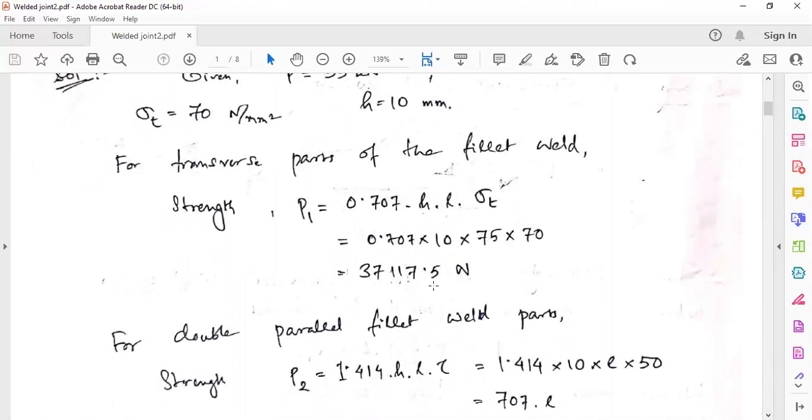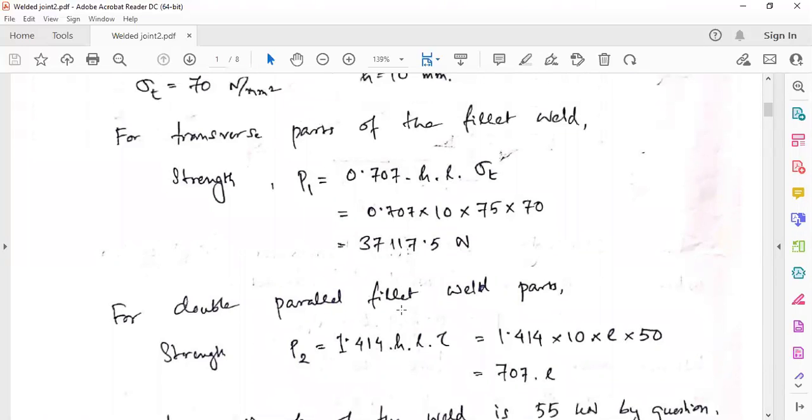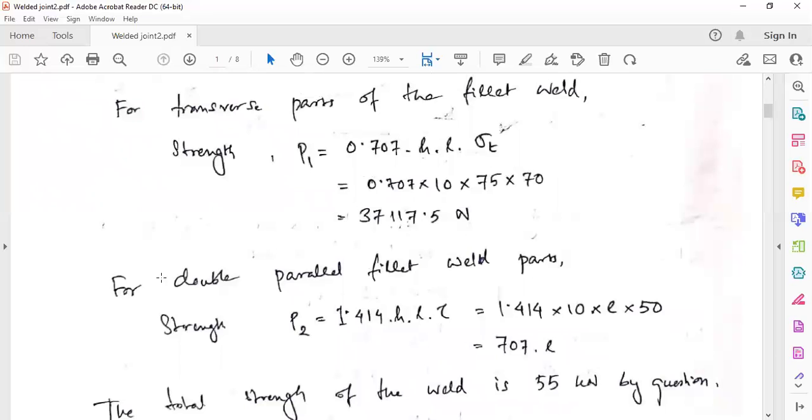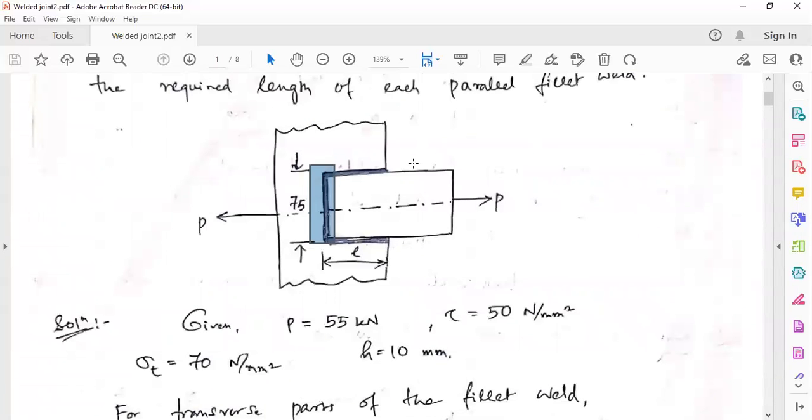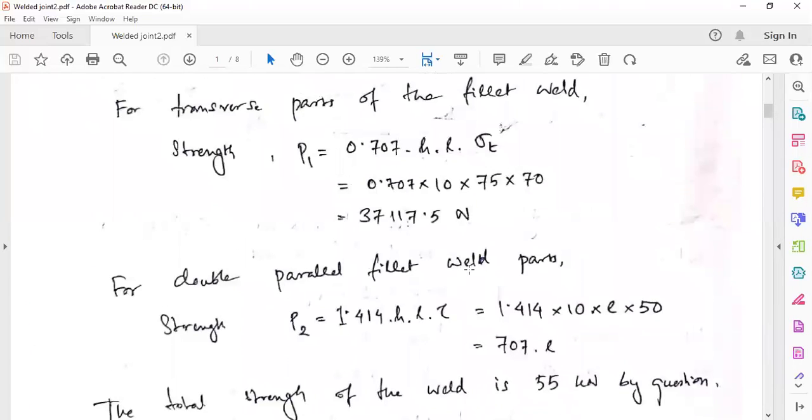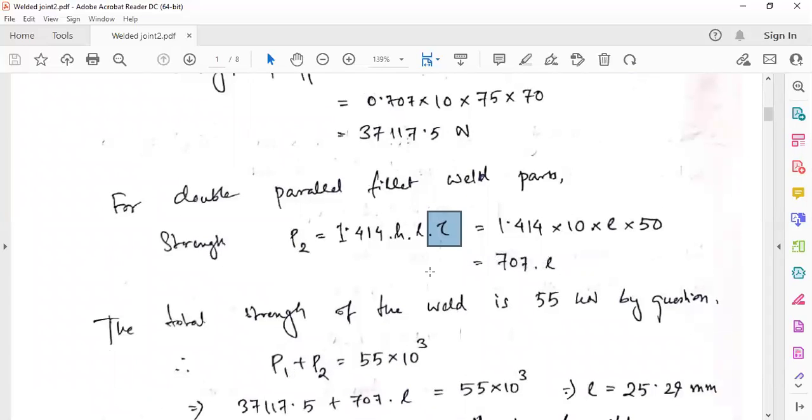Okay, so we will now see this one for double parallel fillet weld. Here we have one parallel, another parallel. That's why it is double parallel fillet weld. Since it's a double parallel fillet weld, this will be 1.41 instead of 0.707. For fillet weld it will be shear failure, so this is shear stress. Putting the values in this formula, we will get the strength as 707 L. Now L is unknown, we keep it like this.